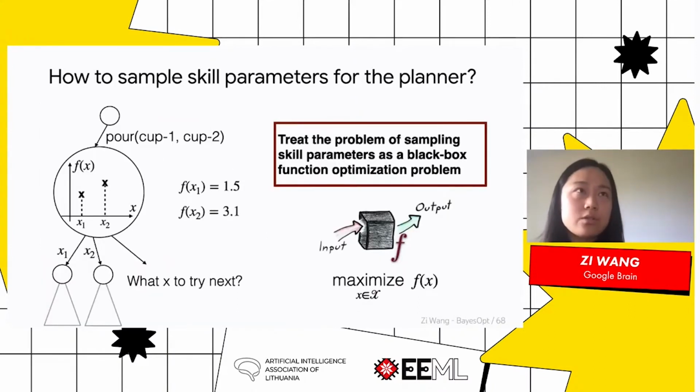Our key question here is really how to sample the skill parameters for our planner. This assumes that we already have a planner that can deal with that, which we do. So we go from the pouring skill, and then there are some continuous parameters, x. Again, it's very similar to the Bayesian optimization setting. We are trying to evaluate how good these continuous parameters are in order to decide which one to try next. That's another example of how we're using Bayesian methods in our robotics problems.